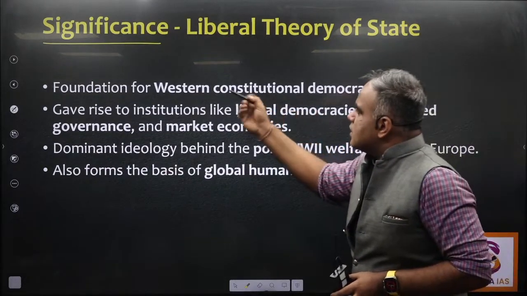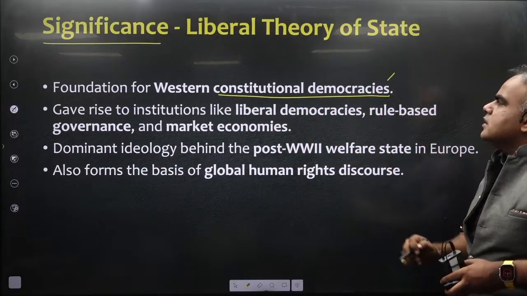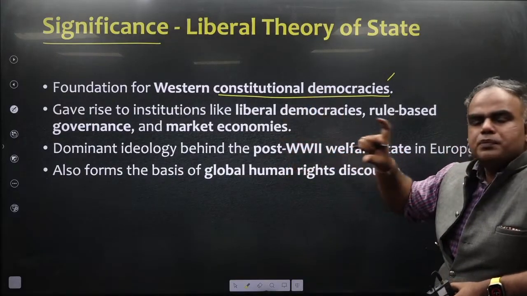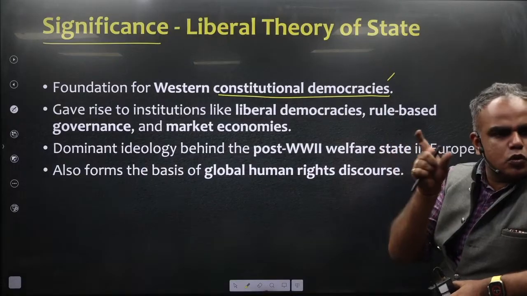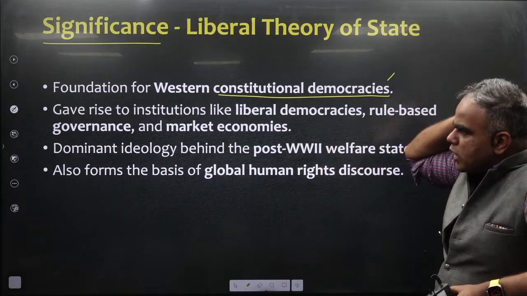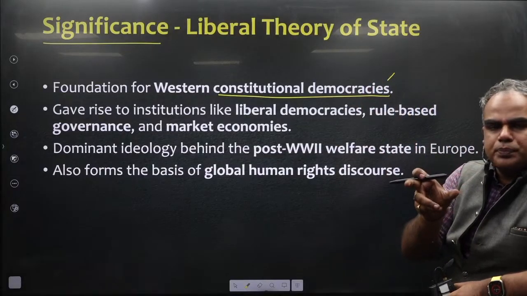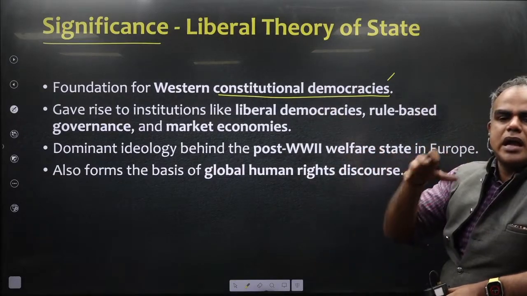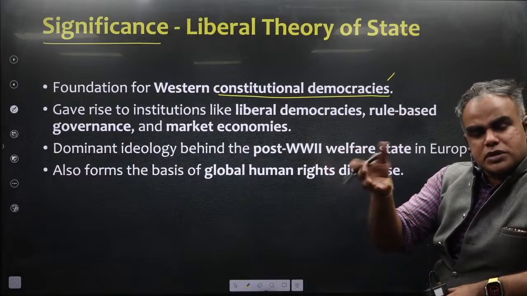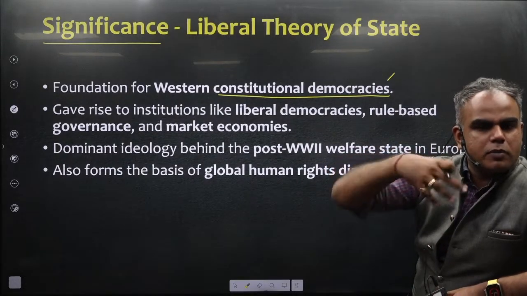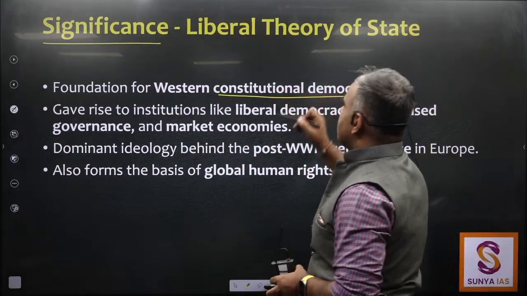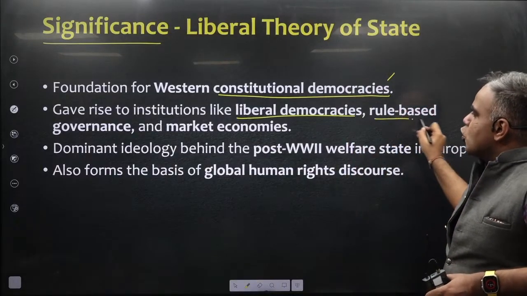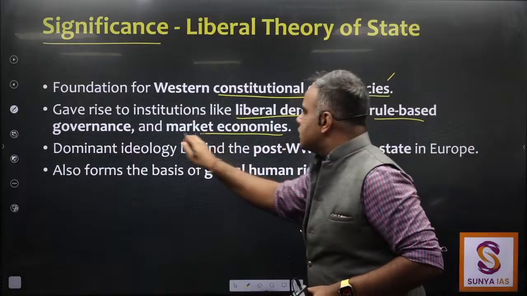So we already know this is a foundation for the Western constitutional democracies. Whatever points I've mentioned here, you can also give a supporting thinker to verify and substantiate it. So when I say foundation, you can talk about how Rousseau's theory serves as a benchmark for the French Revolution. Okay, Locke, founding father of liberalism, also has an important role in the formation of the United States. So one is foundation for them. It gave rise to institutions like liberal democracies, rule-based governance, market economics, we can talk about it.